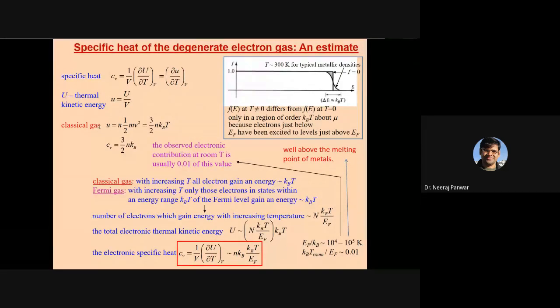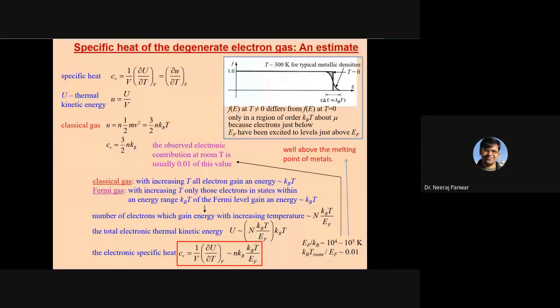So classically, the electrons are treated as behaving like gas molecules, so they have 3/2 kBT energy associated with them. If n is the electron density, then the total U per unit volume would be 3/2 n kBT. If we calculate CV, we need to differentiate U with respect to T, and we will get 3/2 n kB.